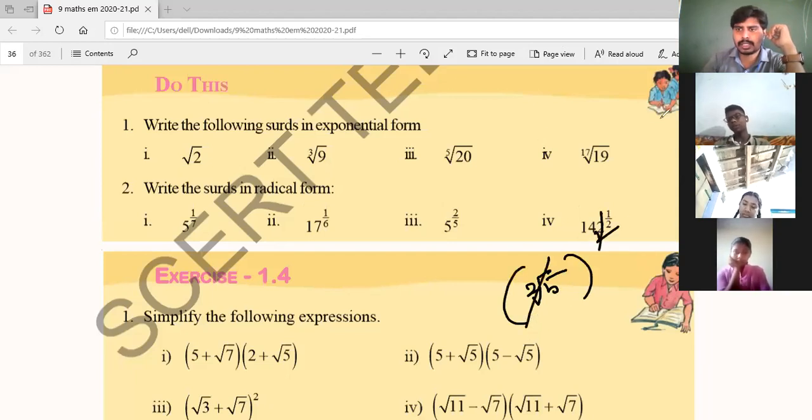But we should not cancel in this case, because here the power is 2 and the order is 5. So in that case, we cannot cancel. If the exponent and the order are the same, then we can cancel. We cannot cancel in different cases. When shall we cancel? If the exponent and the order both are the same, then only we can cancel. Okay. Right.